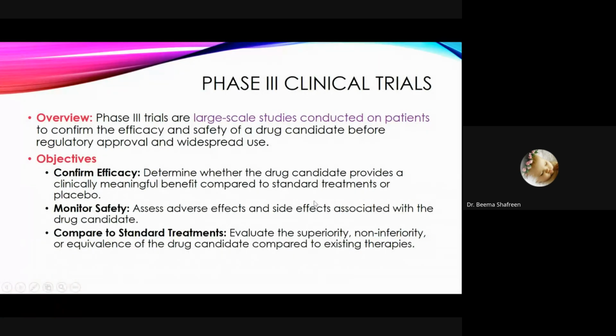Then you have phase 3 in clinical trials. Phase 3 is large-scale studies conducted on patients. Previously it was small scale in patients, and this is large scale in patients. Similarly, here also the drugs will be given to the patients, and it will be compared with the standards and the controls, to confirm their efficacy and monitor their safety, whether there are any adverse effects or side effects associated with the drug candidate, and also with the standard and the control. It will be evaluated whether the drug is acting superiorly, non-inferiorly, or in equivalence.